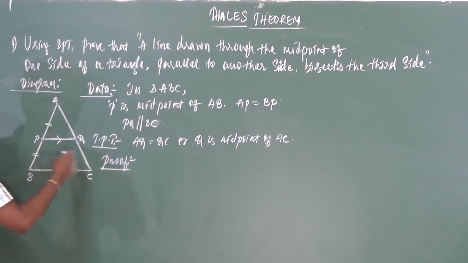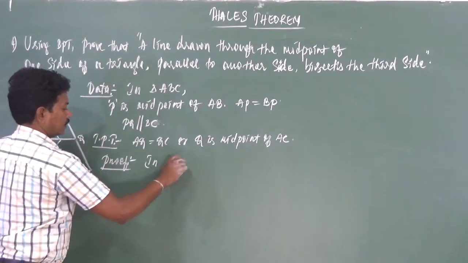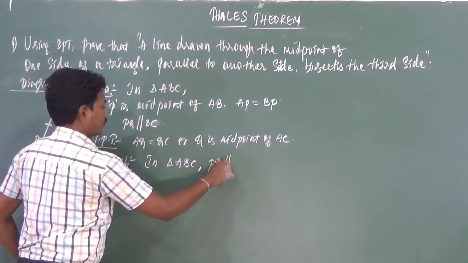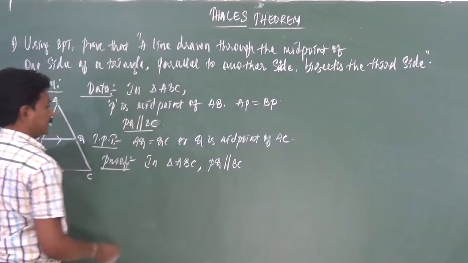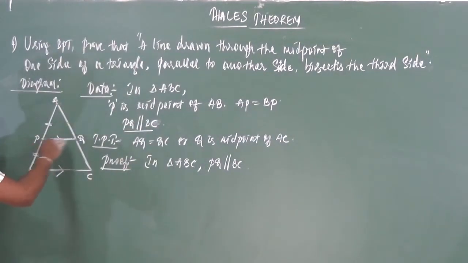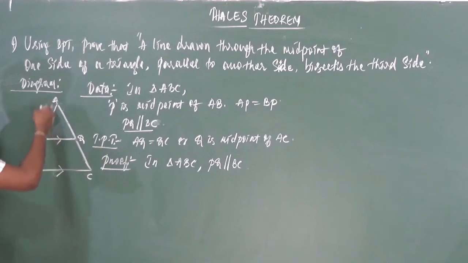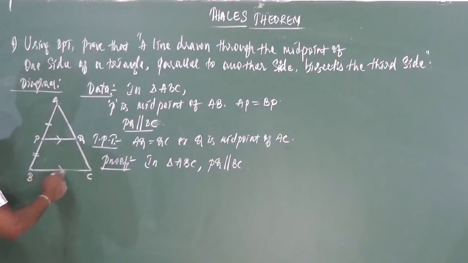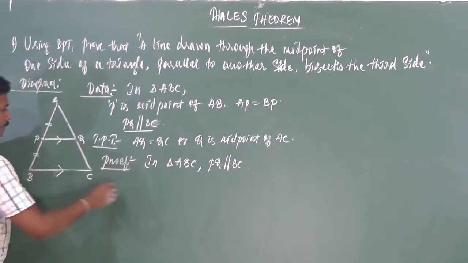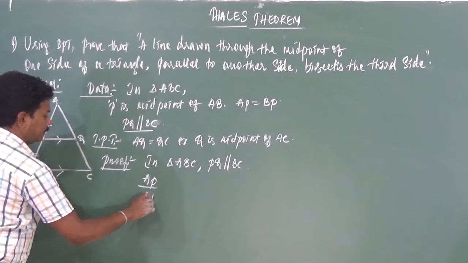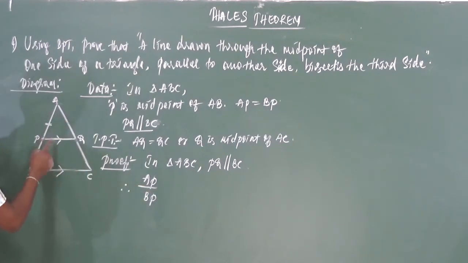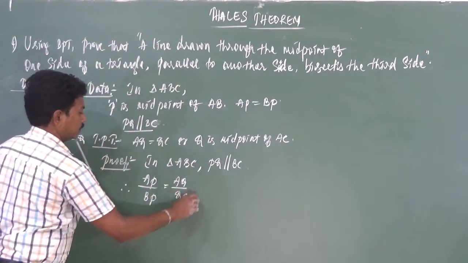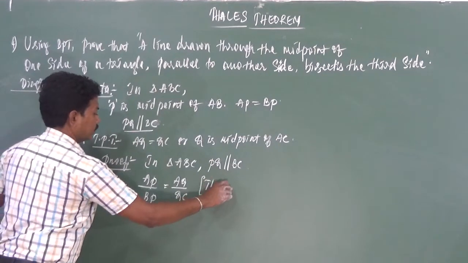So in triangle ABC, PQ is parallel to BC. That's given in the data. So if a line is drawn parallel to a side of a triangle, then it divides the other two sides proportionately. I am applying the Thales theorem. So as PQ is parallel to BC, AP by BP is equal to AQ by QC. So this is according to Thales theorem or BPT.